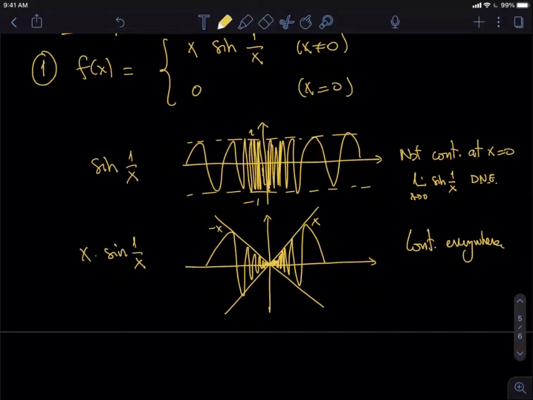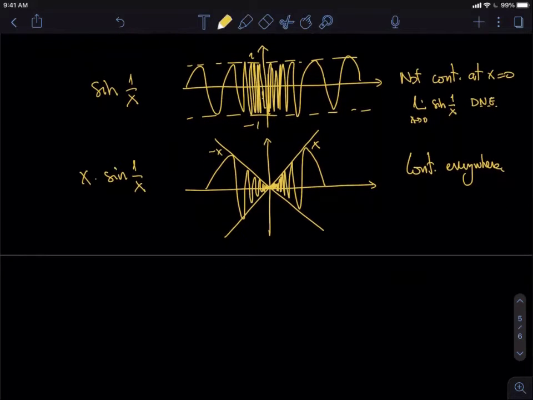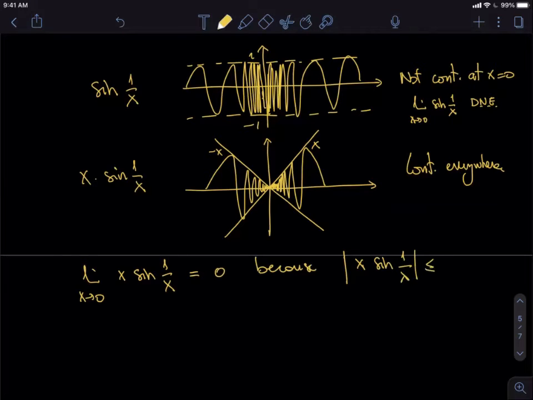Now we are going to work at this carefully. Okay, first, this is very easy, but let me note it. The limit as x tends to 0, of course, is going to be 0 because if I take the absolute value of x sine of 1 over x, this is less than or equal to x in absolute value, which converges to 0 as x tends to 0.